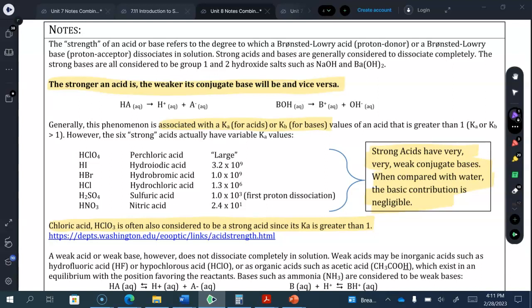The stronger an acid is, the weaker its conjugate base will be, and vice versa. So a very strong acid will have a very weak conjugate base. So as shown here, it favors the forward direction. That's why there is no equilibrium arrow. When it is a very strong acid or base, it completely dissociates.